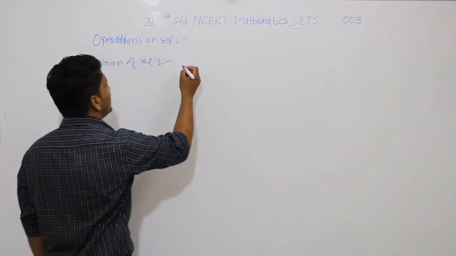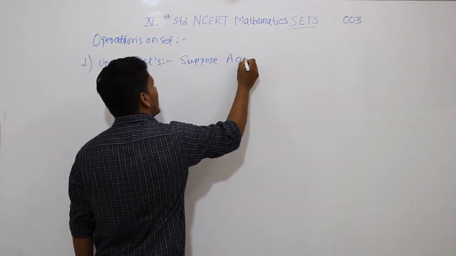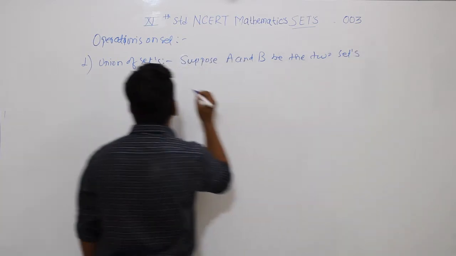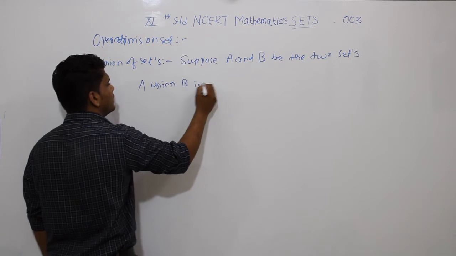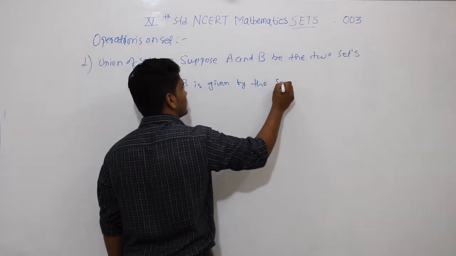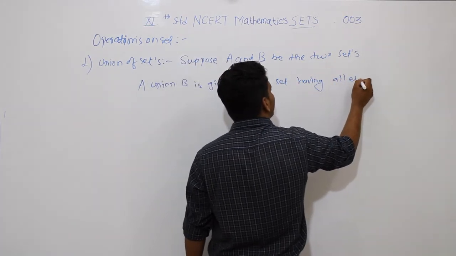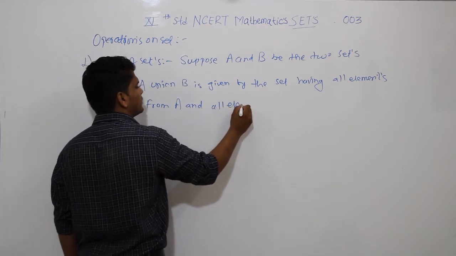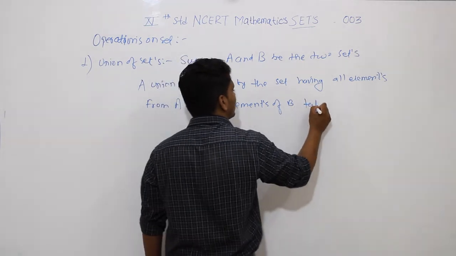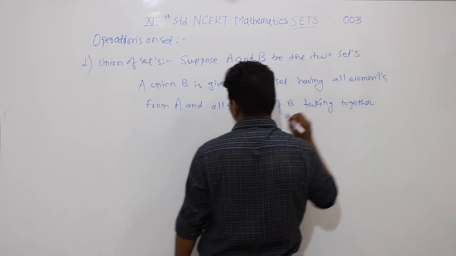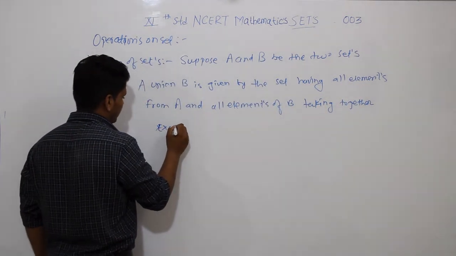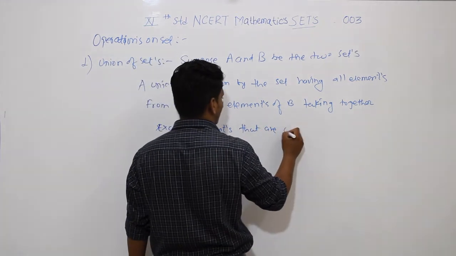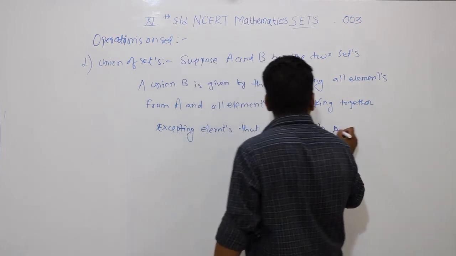Suppose I will write one definition for it. Suppose A and B are two sets, then A union B is given by the set having all elements from A and all elements of B taken together, excepting elements that are common to A and B.